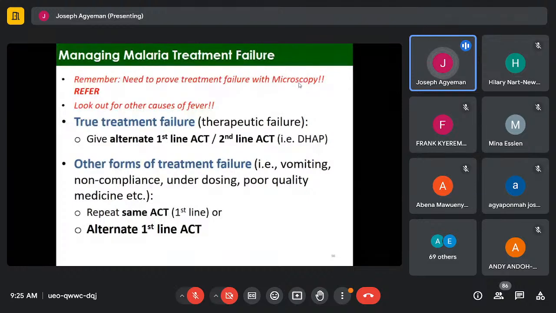It could also be in combination or concurrently, or you could have other concomitant conditions that could also present with similar signs and symptoms. And therefore, after finding out the parasite with microscopy, you may also have to look out for other possible causes of the problem.